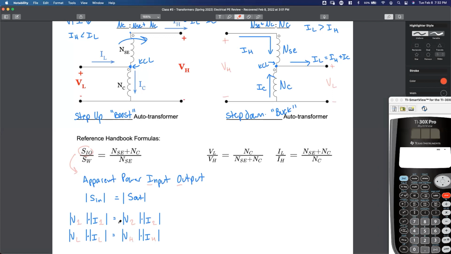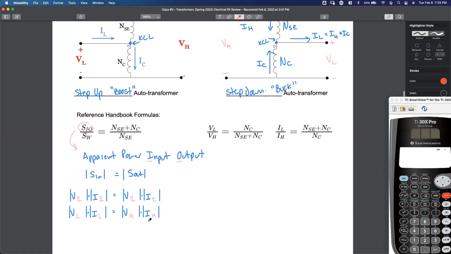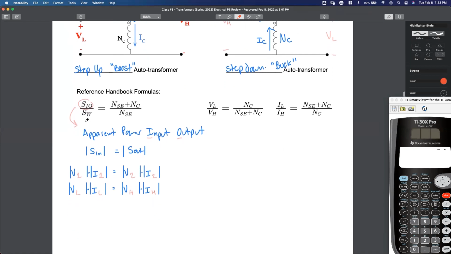So we just calculated S_IO using either the primary side values or the secondary side values. And they're going to be equal to each other. Why? Who can tell me? Why will these be equal to each other? Looking for a vocabulary word in the chat. Ideal. Who got that first? Good job, Andrew. Excellent.